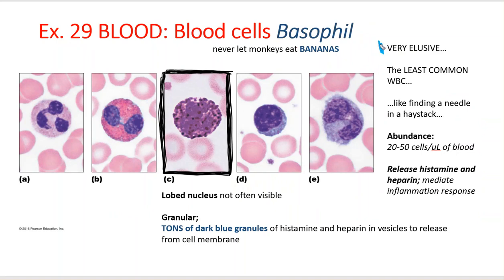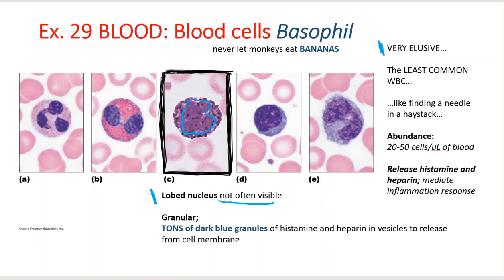Basophils are very elusive. They're the least common white blood cell, and it can be like finding a needle in a haystack because you'll look all over your slide and sometimes barely find one. They have a lobed nucleus, although it's not often visible. I can kind of outline the nucleus right here.